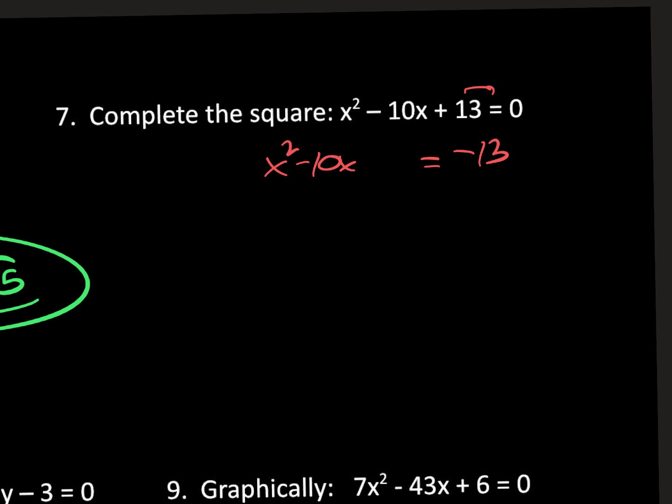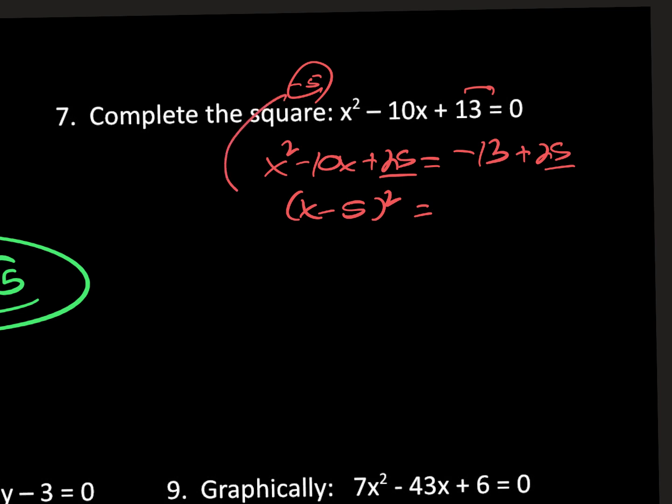Now I'm going to complete the square. Half of negative 10 is negative 5. Square it. You get plus 25 on both sides. So on the left-hand side, you can now factor it. That's why we did it. And also, don't forget, whatever that middle number was, is what always ends up in your parentheses there. And that gives me 12.